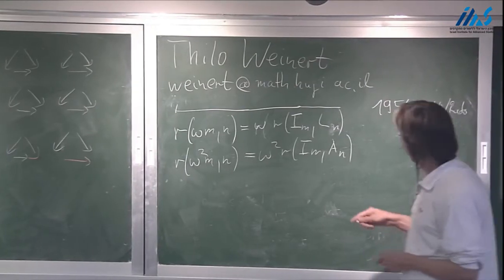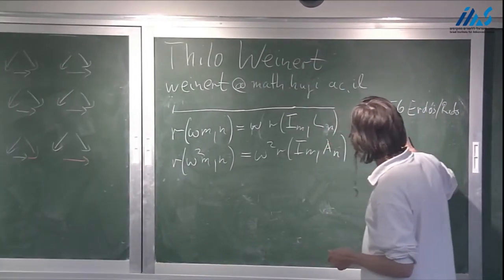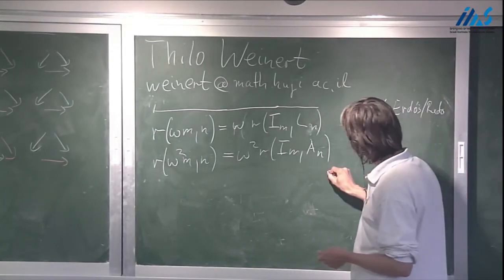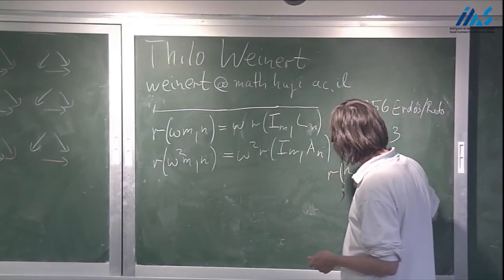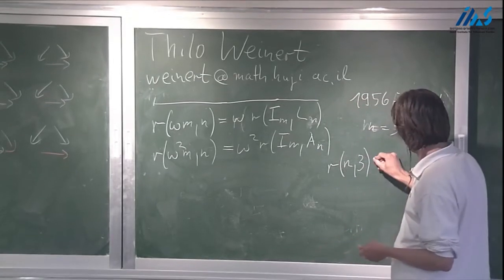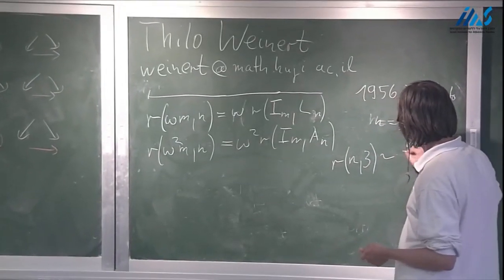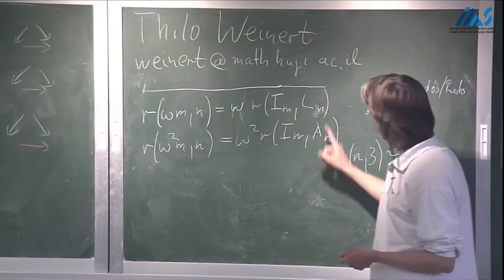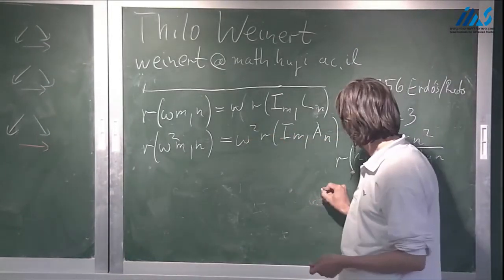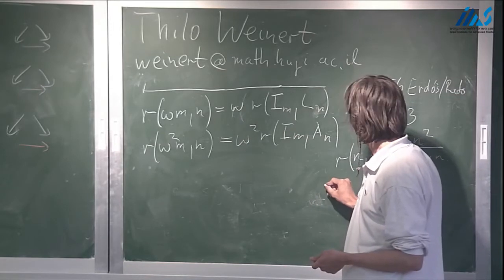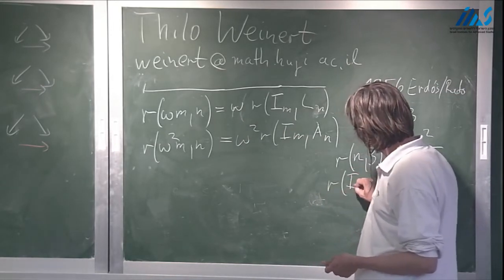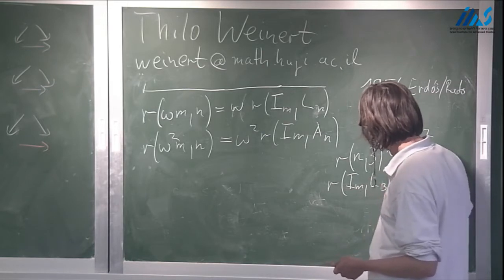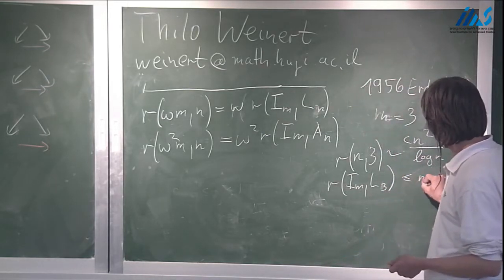An upper bound: if you set n equals 3, then we know that we have a quadratic upper bound for the normal Ramsey numbers. And you can actually prove for this kind of Ramsey numbers also a quadratic upper bound. So R of Im, L3 is at most n squared.